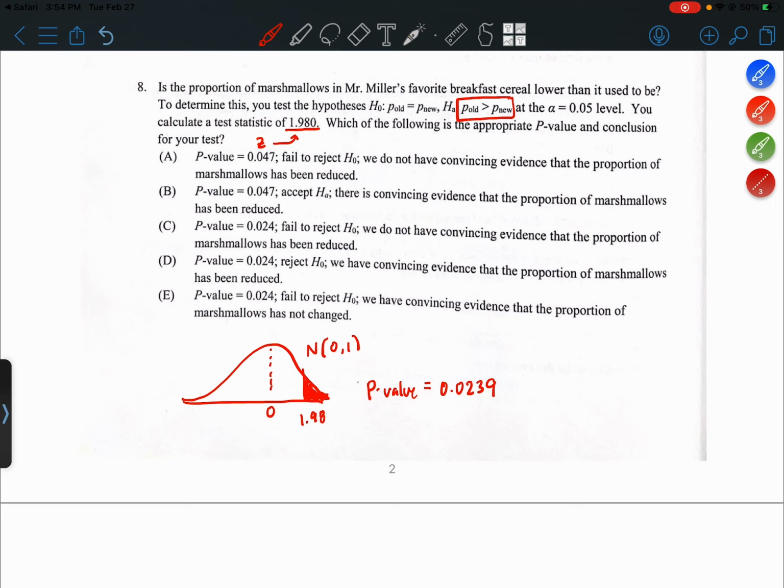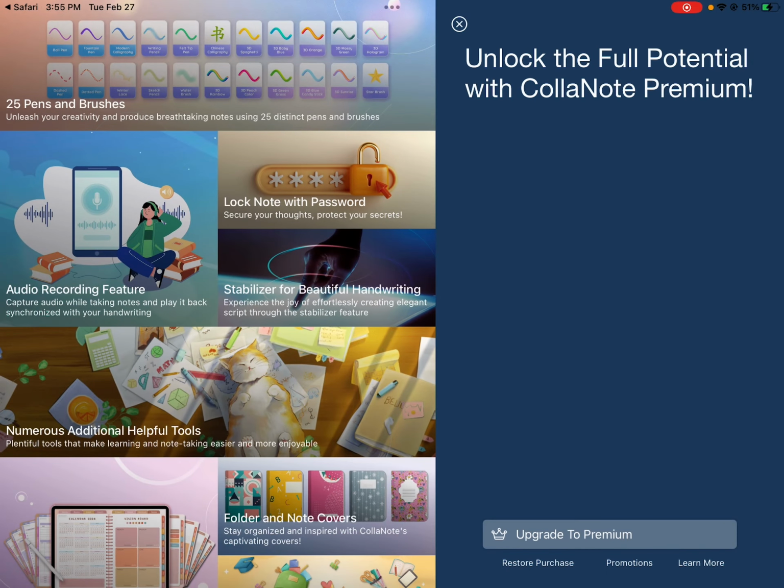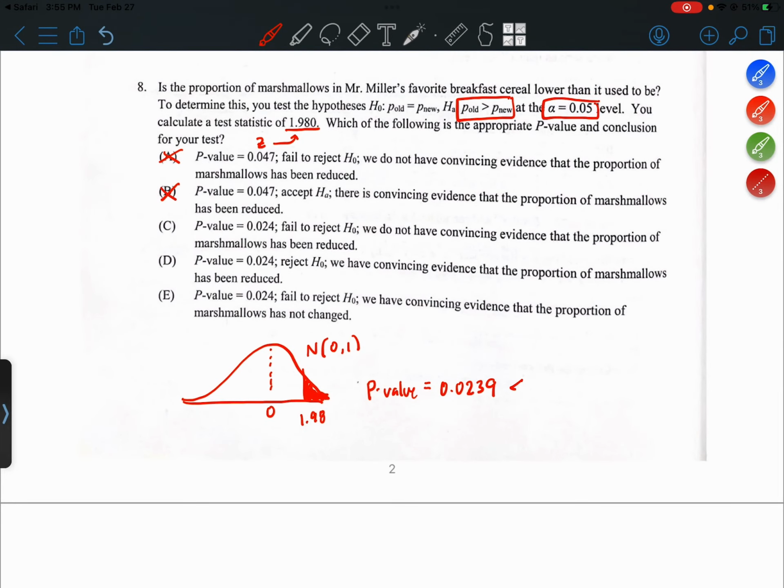Okay, so we can eliminate choice A and B because those don't have the correct p-value. Okay, C, D, and E all do. Now this p-value is smaller than our significance level. Okay, so because this is less than 0.05, it means the result is statistically significant, which means we should reject the null hypothesis and conclude that we have convincing evidence for the alternative.